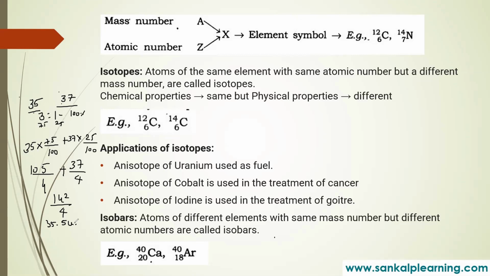Otherwise, in some sums they will specify the percent themselves. When they specify that percent, you can directly take whatever the mass number is, into that percent, plus again the other isotope's mass number with its percentage, and simplify. By this we can calculate the average mass of any given element. So based on this we have the numericals that we will be discussing today, okay.